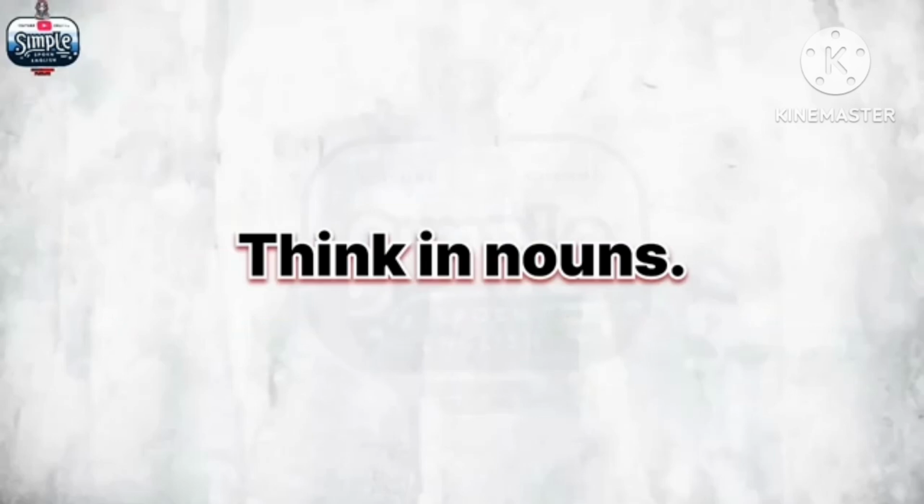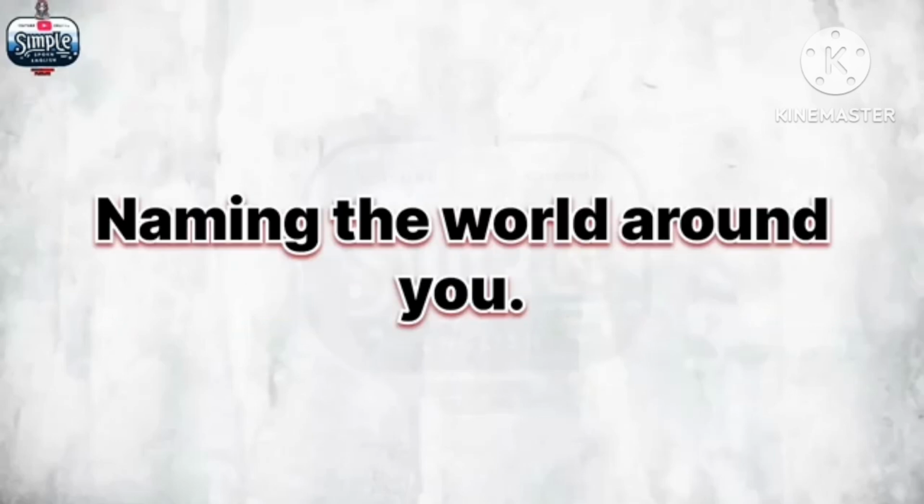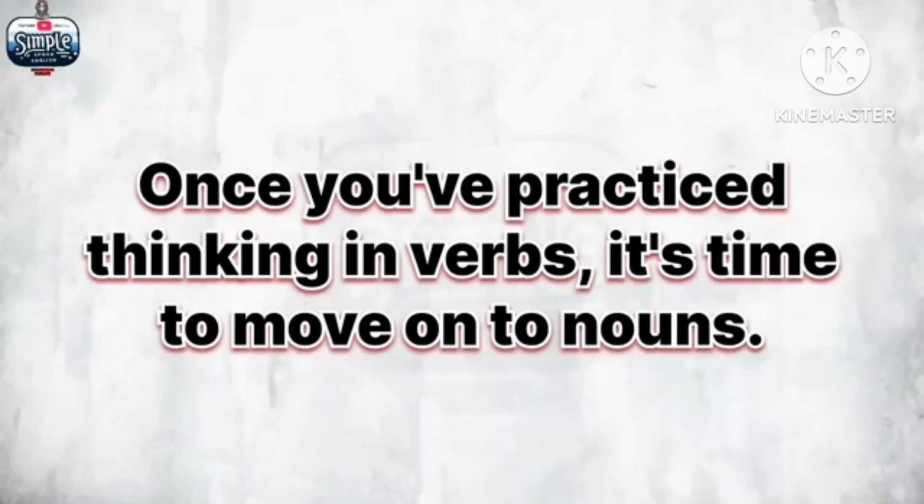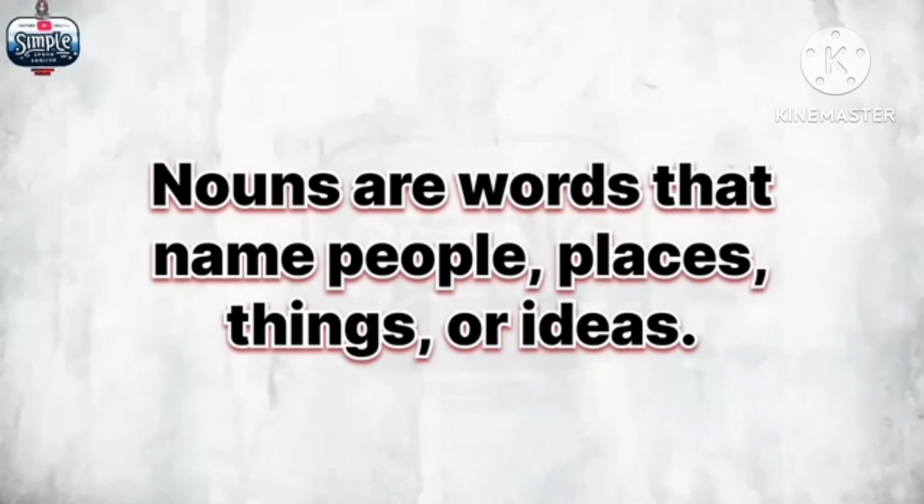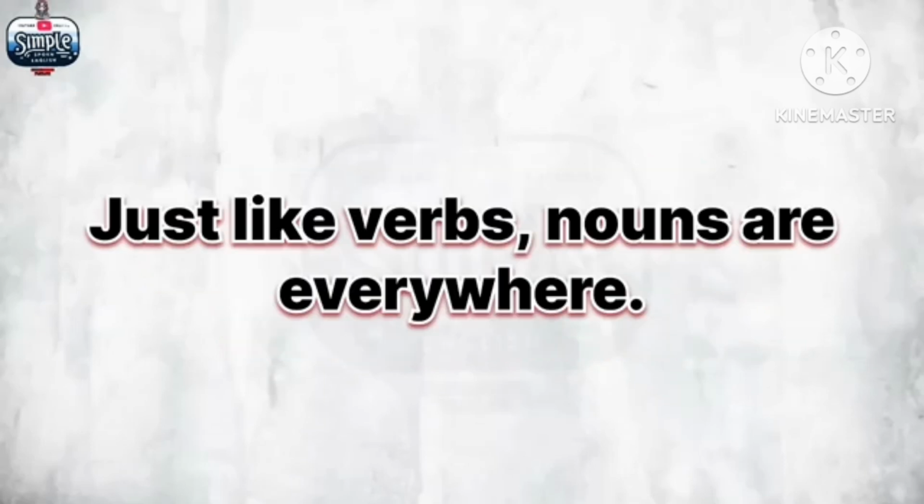Stage 2: Think in nouns. Naming the world around you. Once you have practiced thinking in verbs, it is time to move on to nouns. Nouns are words that name people, places, things, or ideas. Just like verbs, nouns are everywhere.